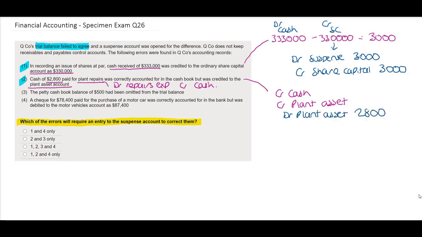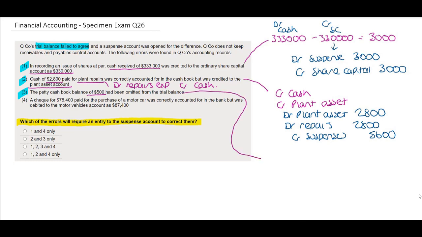We will then need to debit the repairs account for $2,800, and the other side to correct will be to credit the suspense account with $5,600. Our third error tells us that the petty cash book balance of $500 has been omitted from the trial balance. If we have the omission of an entire balance, then this will result in a suspense account balance.